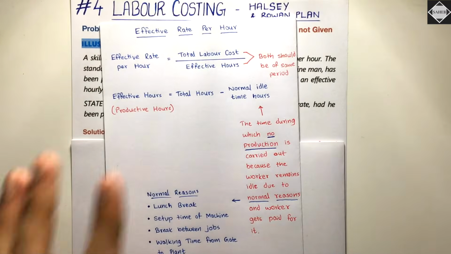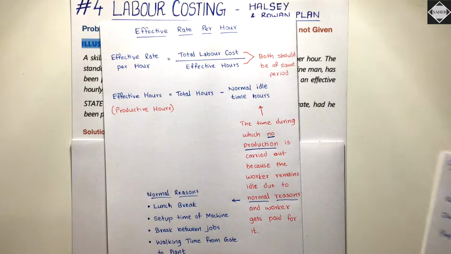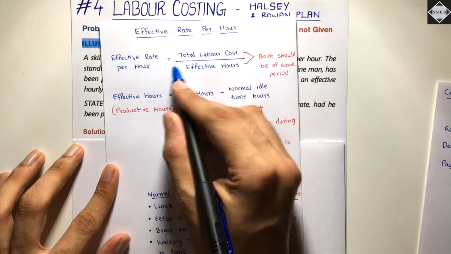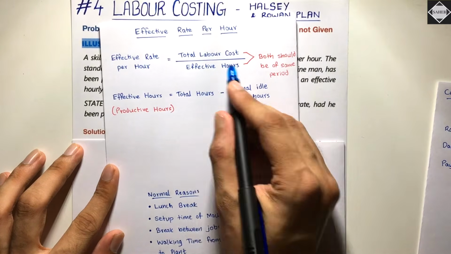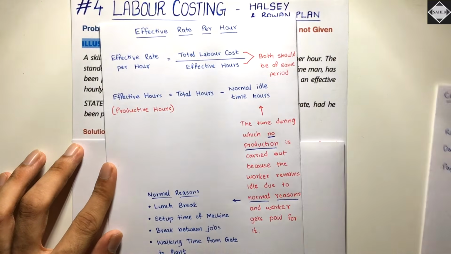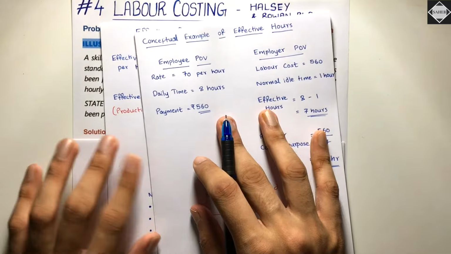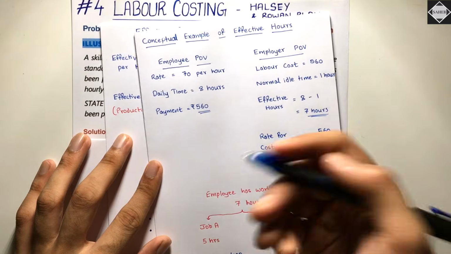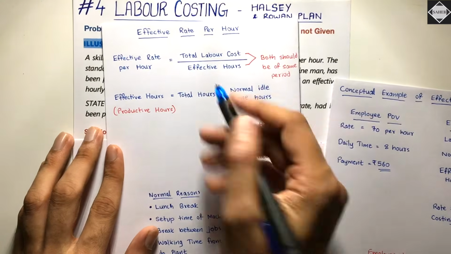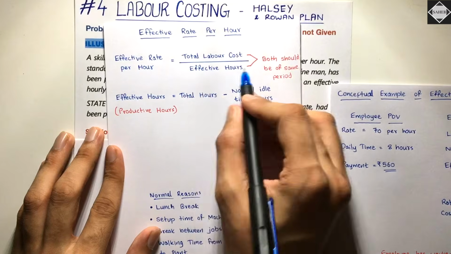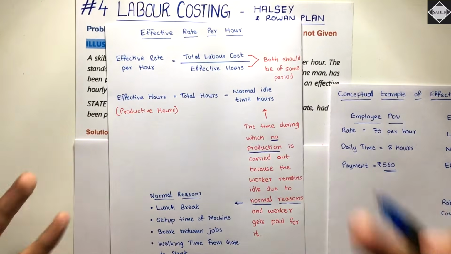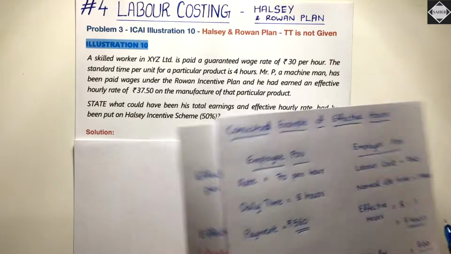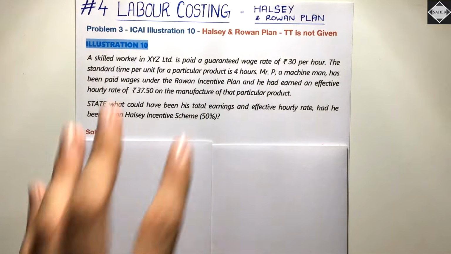Okay, so are you clear with this effective rate per hour? So from the employer's point of view, from the company's point of view, it is total labor cost divided by effective hours. Now, if you want to see this from employee's point of view, then see here, it is what? Earning, 560 is the earning divided by the time he has taken. He has taken 7 hours. So, total earning divided by 7. Okay, the time he has taken. Is it clear? Right. So, this was the concept of effective rate per hour. Now, let's just get back to the problem and let's just solve this.